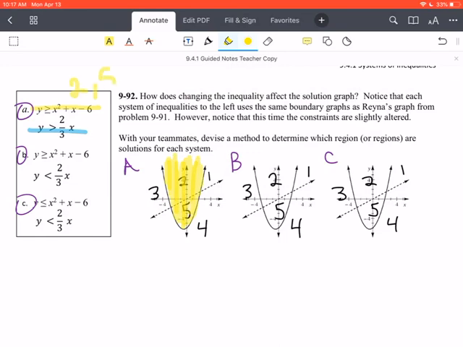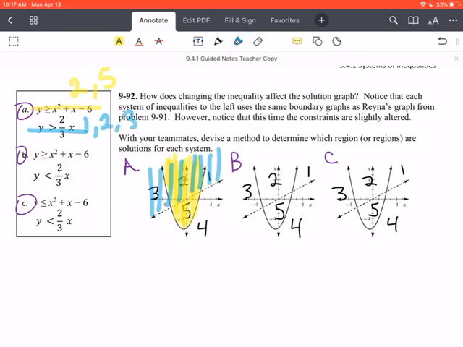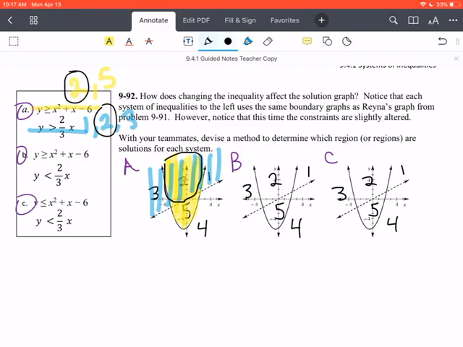Regions 2 and 5. Then with blue, it says shade straight up from the line. So I'm going to go straight up, and I see I'm going to be above the line there. When I shade straight up, regions 1, 2, and 3 are candidates for the blue. So what do both sections have in common? You can see that the yellow and the blue overlap in region 2. So region 2 has all the solution points for inequality system A.